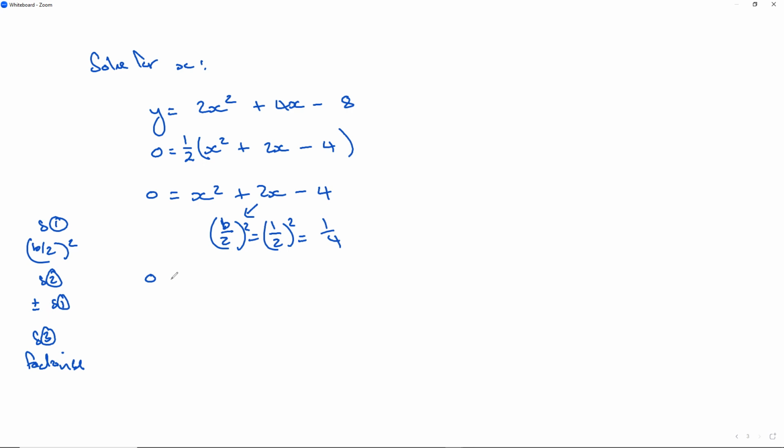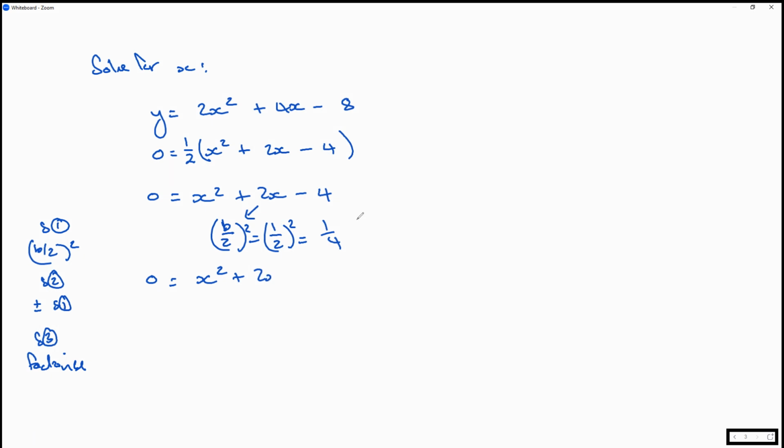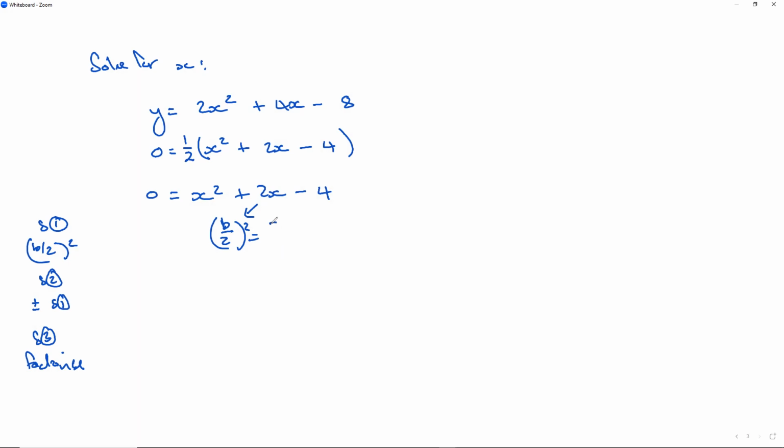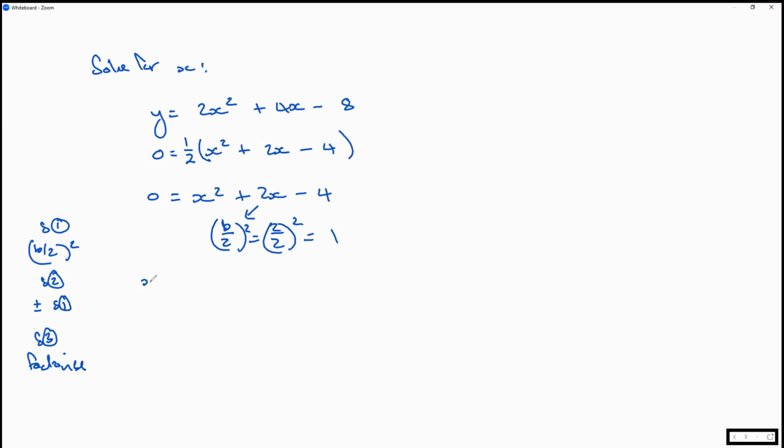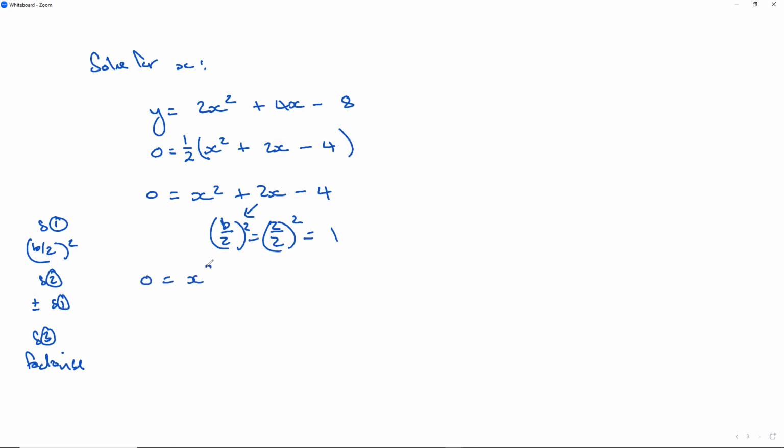And this will become 0 equals x squared plus 2x. I'm going to take that over there. Oh, I made a mistake there. This is supposed to be 2. So this is 2 over 2 squared, which is nice, equal to 1. We take 0 equals x squared plus 2x plus 1 minus 1 minus 4.